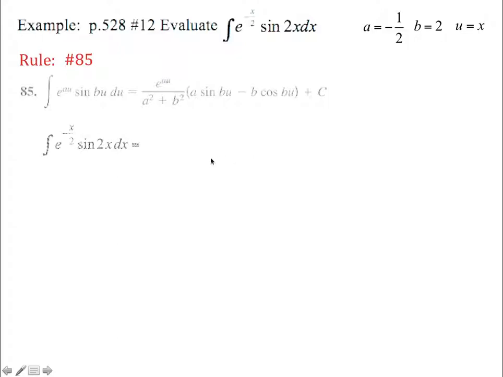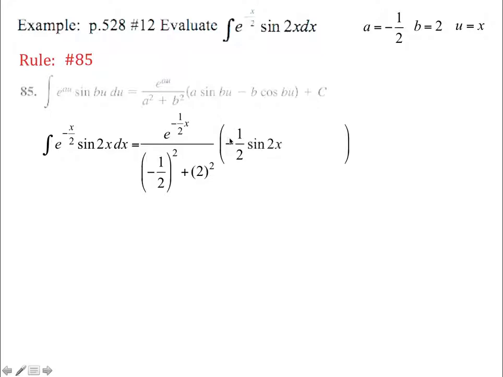So to get the antiderivative of this, we have e to the au, so that's negative half x, over a squared plus b squared, so negative half squared plus 2 squared, and then times a, which is negative half, sine bu, which is sine 2x, minus b cosine bu, which is 2 cosine 2x, and then plus c.